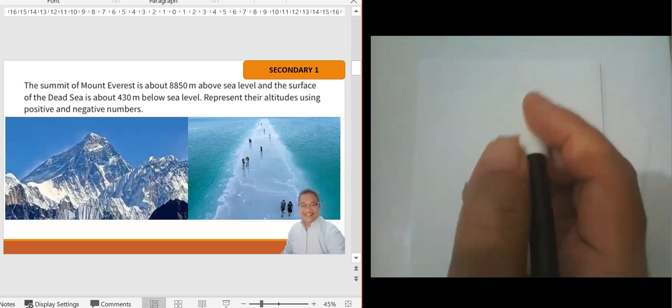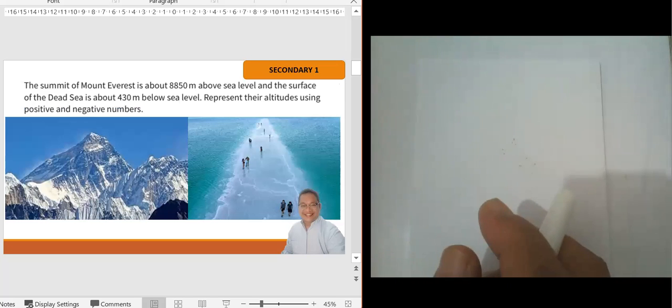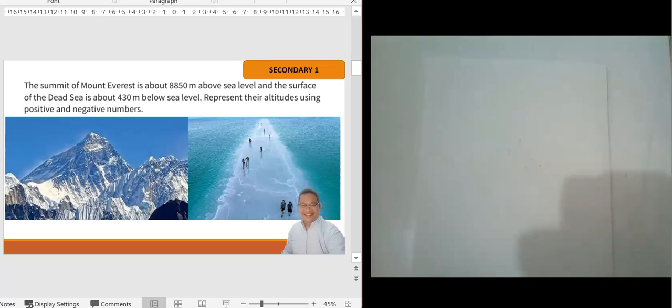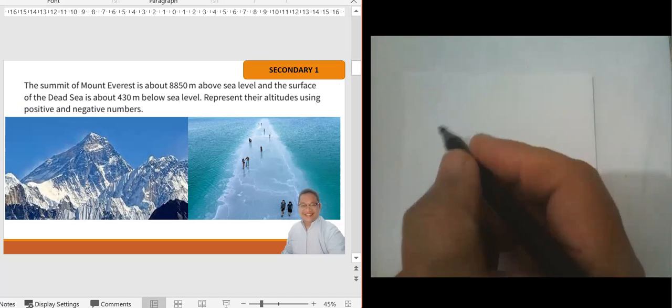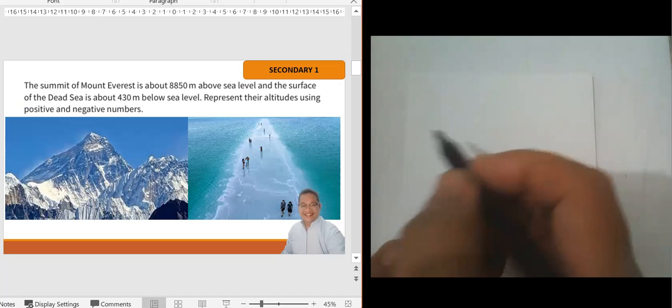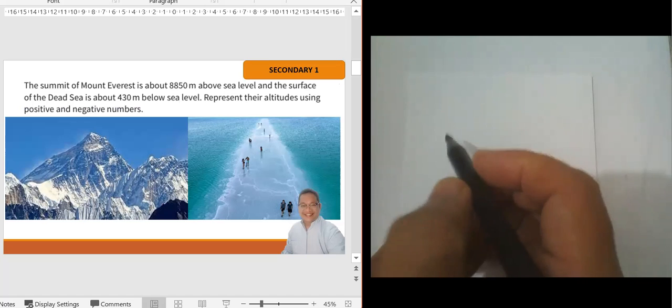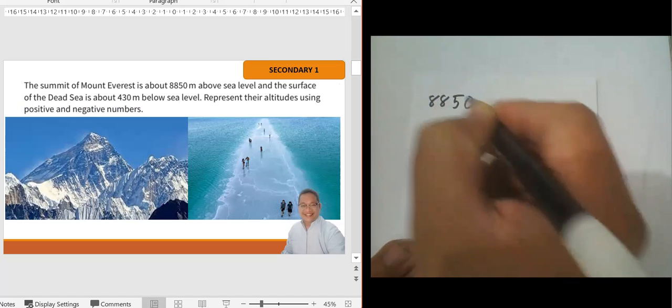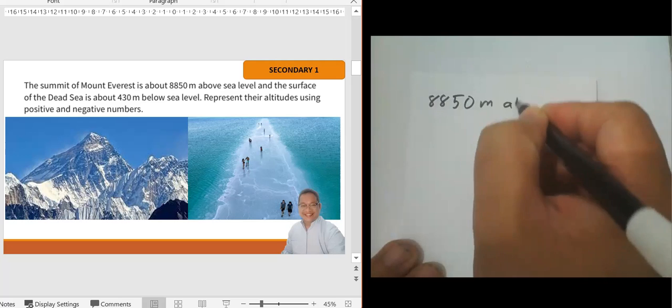The summit of Mount Everest is about 8,850 meters above sea level, and the surface of the Dead Sea is about 430 meters below sea level. Represent their altitudes using positive and negative numbers. So guys, in these examples, you have the summit of Mount Everest is 8,850 meters above sea level.